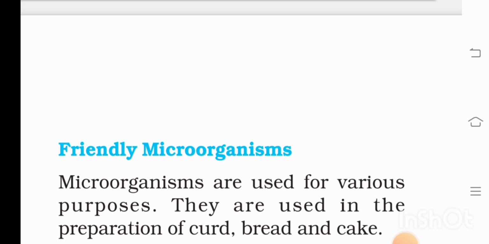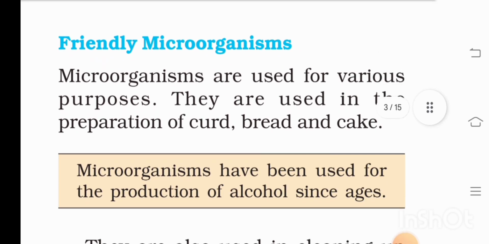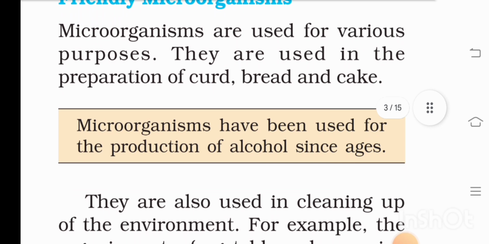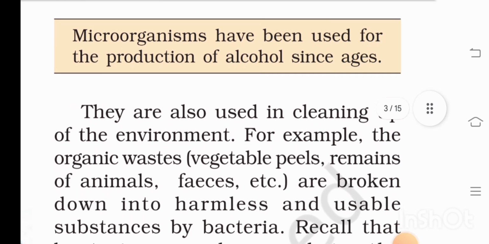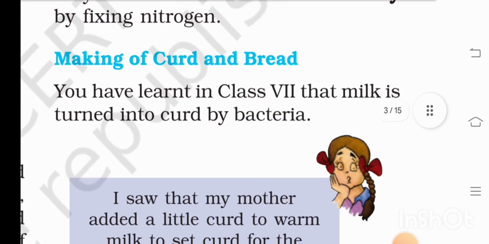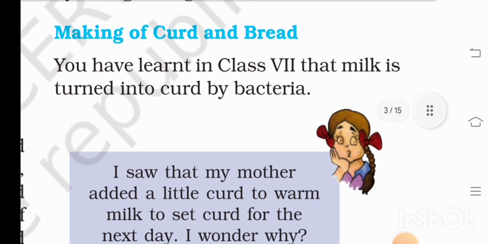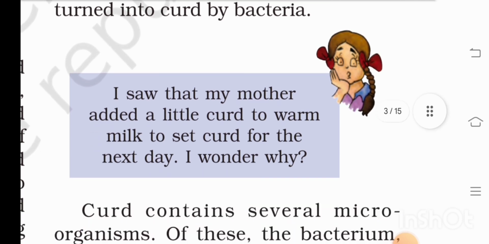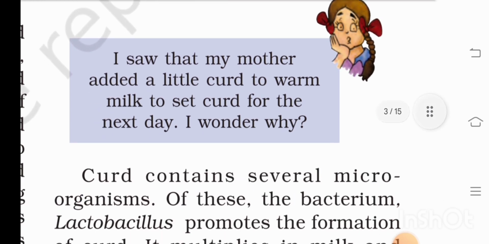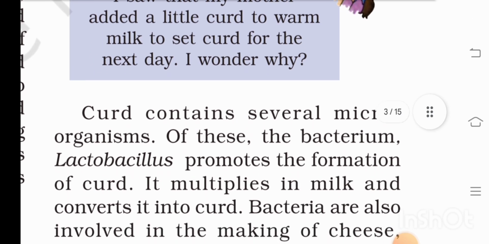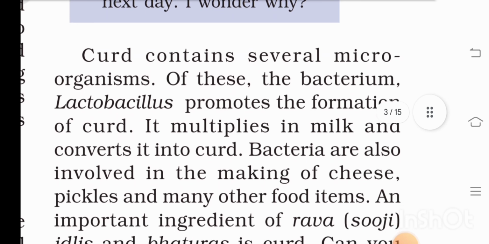Friendly microorganisms. Microorganisms are used for various purposes. They are used in the preparation of curd, bread, and cake. Microorganisms have been used for the production of alcohol since ages. Making of curd and bread. You have learned in class 7 that milk is turned into curd by bacteria. I saw that my mother added a little curd to warm milk to set curd for the next day. I wondered why.